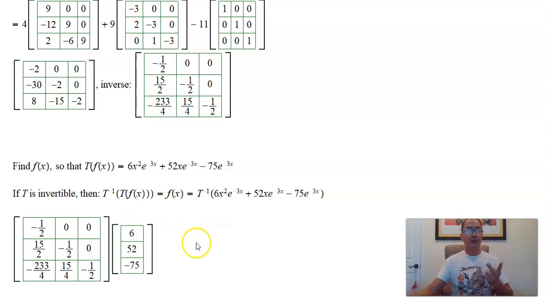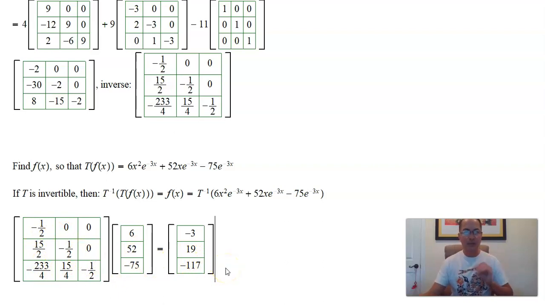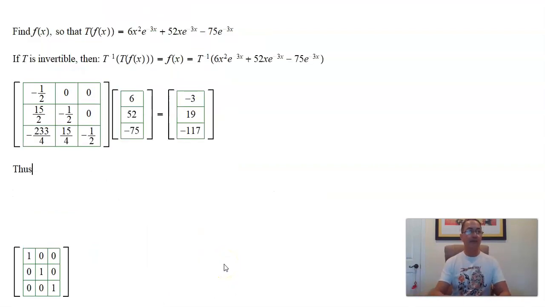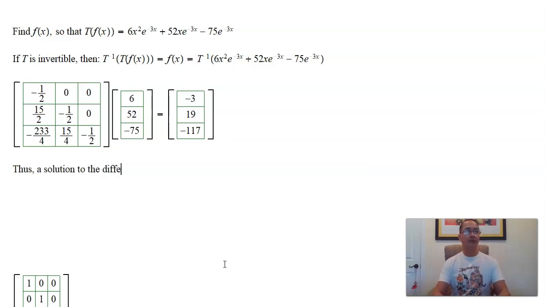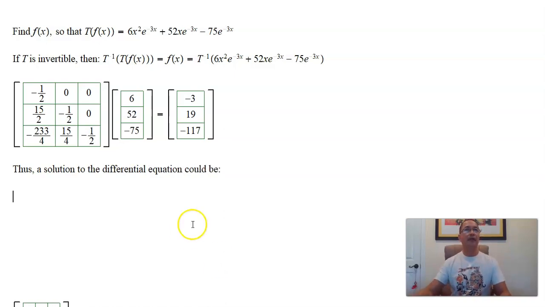So, step 2, multiply. Click. Ooh. Alright, so I'm not going to lie to you, okay? I picked these numbers so that we're not going to get fractions in our answer. Let's end with a beautiful answer, okay? So this is our function. Thus, our solution, or a solution to the differential equation could be. So f of x will be, now we get to decode.